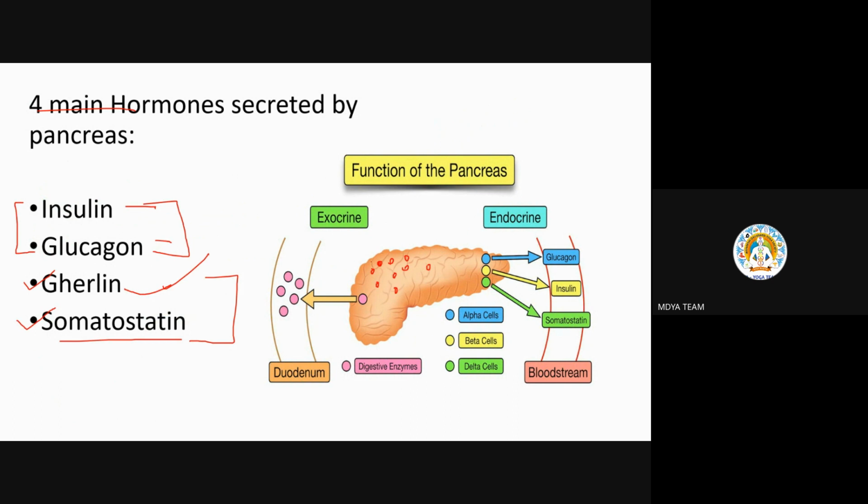Just as an example, you can see in this diagram the pancreas has these cells. Ghrelin is not shown, but ghrelin is also produced, the fourth hormone. The blue one is alpha cells. Alpha cells produce your glucagon. The yellow one is beta cells. Beta cells produce insulin, and this is delta cells. Delta cells produce somatostatin. The two most important things to learn are that alpha cells produce your glucagon and beta cells produce your insulin. These two things we need to understand more.